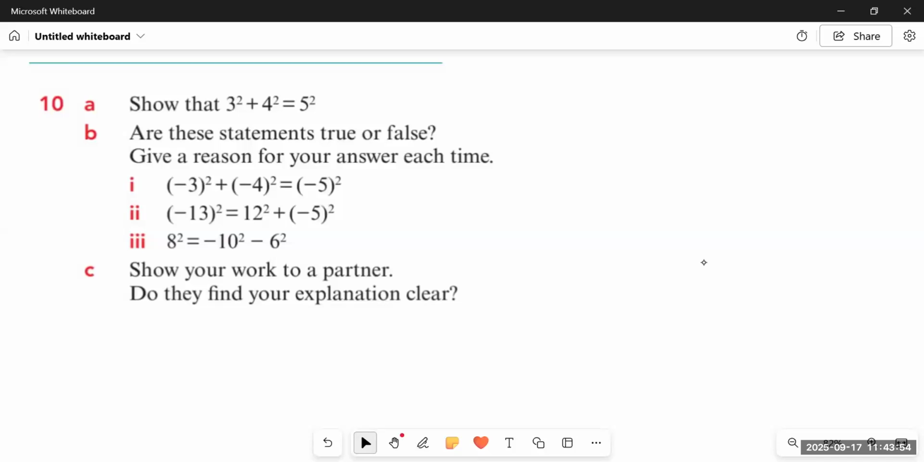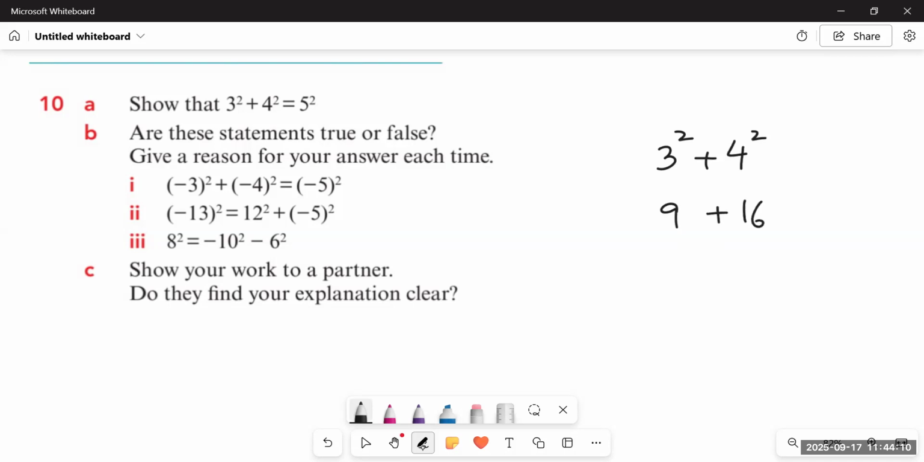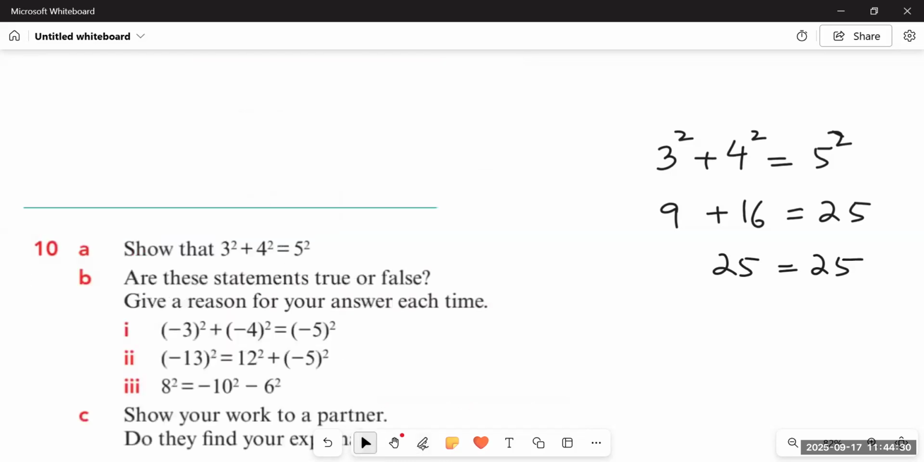Now let's do question number 10, which says show that 3 square plus 4 square is equal to 5 square. It's very simple, students. We have to find out the square of 3. So 3 threes are 9, plus 4 square means 4 multiplied by 4 is 16, and 5 square means 5 fives are 25. So when you add 9 with 16, you will get 25. Hence proved that yes, the sum of the squares of 3 and 4 equals the square of 5.